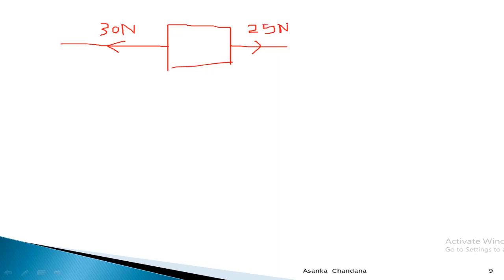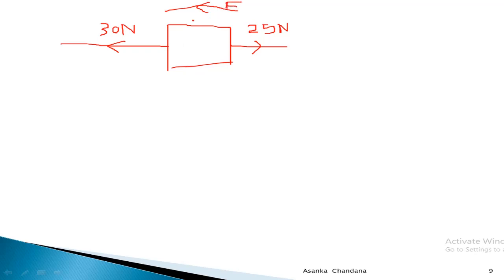Now think about there is an object like that. A 30 Newton force is exerted on this side, and also a 25 Newton force is exerted on this side. Now simply we can identify that this object moves to this side, by the resultant force.